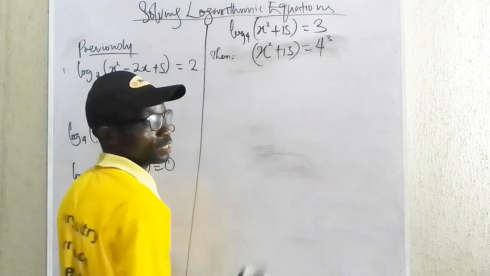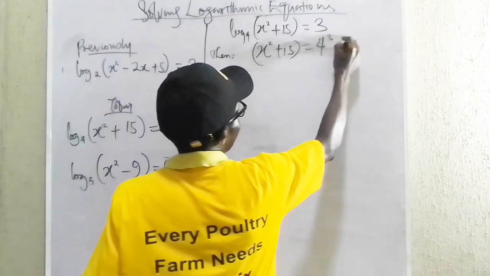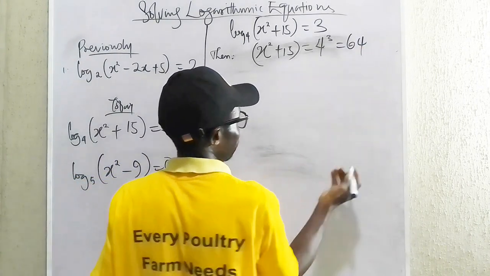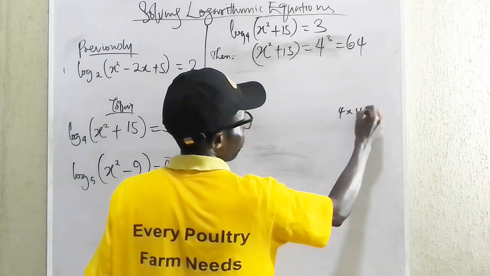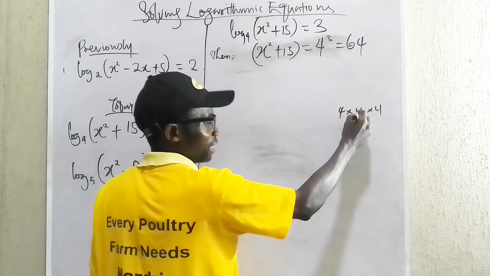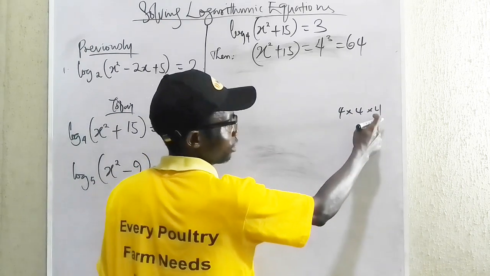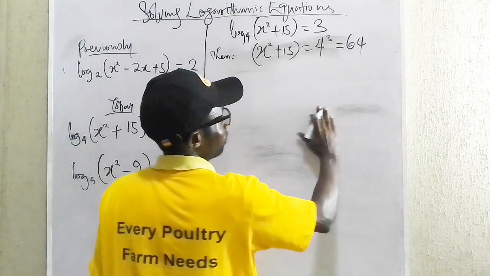The base is raised, right? What is 4 raised to the power of 3? 4 raised to the power of 3 is 64. What is it? 4 times 4 times 4, 4 times 4 is 16. 16 times 4 is 64. So that's what it is.